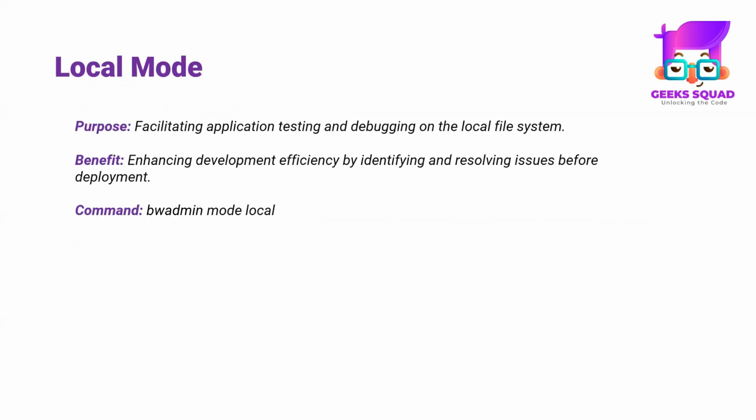So when it comes to deploying applications, we have two main modes of operation: local mode and enterprise mode. In local mode, the tool directly works with the local file system without involving any other components. This is handy for developers during the software development and testing phase. Basically, it simplifies the testing and debugging process.